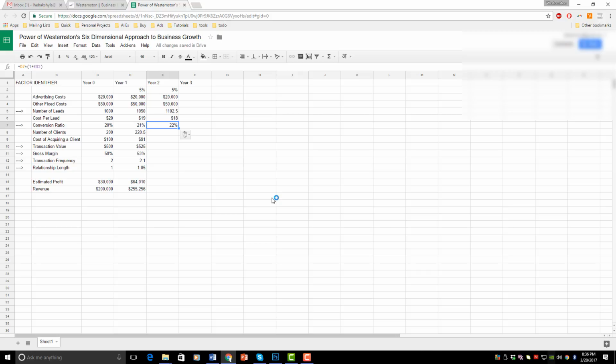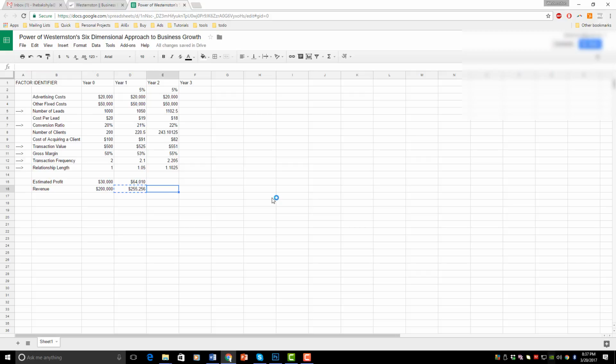Again, the conversion ratio is increasing just marginally by 5%. And so the number of clients has increased to 243 this time. So you're getting 243 clients instead of the 200 you used to get just less than 2 years ago, by a minimal 5% increment across the board, okay? That's not so hard. And again, transaction value, you've increased a little bit by 5%, you've increased your gross margin by 5%, increased the transaction frequency by 5%, so your average client comes back to you 2.2 times in a year instead of just 2 times. It's not hard. If you're doing it right, it's not hard.